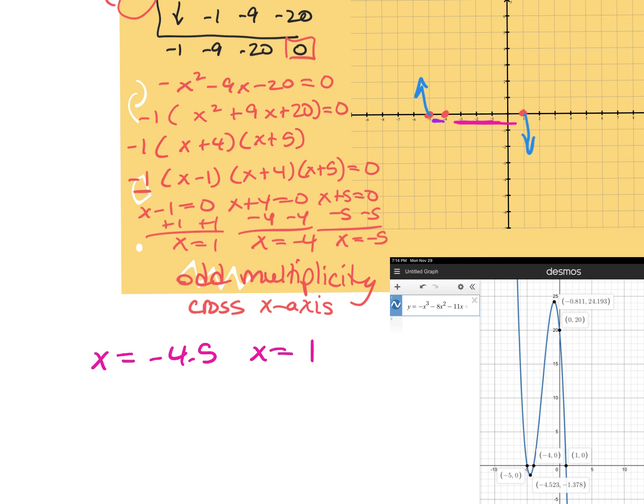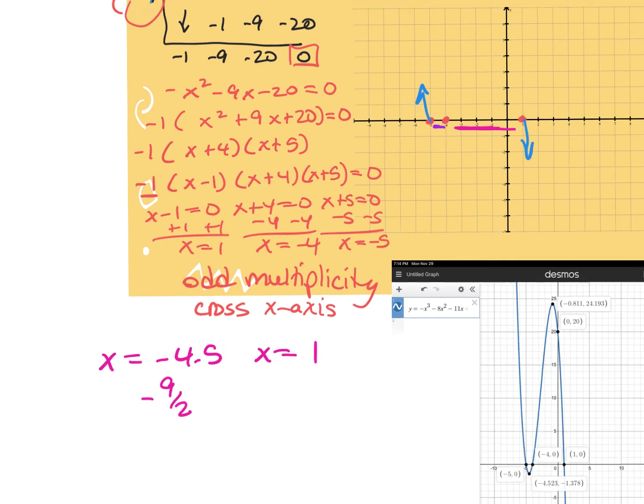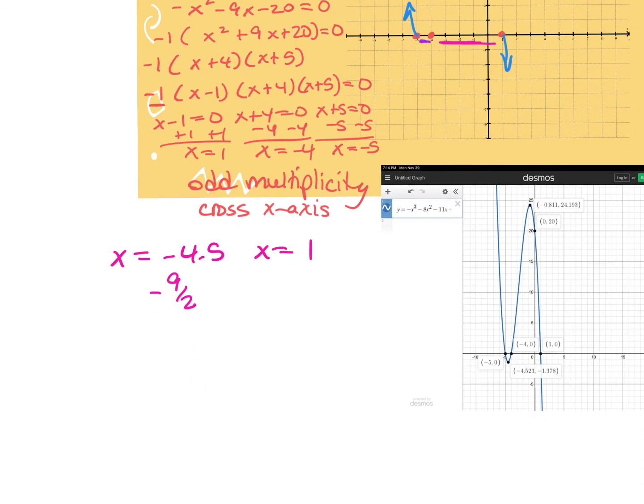Now, I think what'll be easier to work with, instead of a decimal, I'm actually going to turn -4.5 into -9/2. I think that might be easier to do the synthetic division with. So this is what I'm going to divide. Let me put in all my coefficients: -1, -8, -11, and then +20.